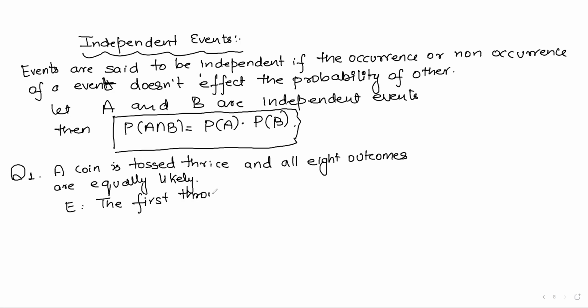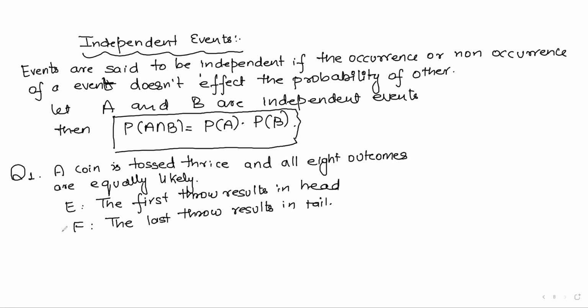Let E be the event that the first throw results in head. Let F be the event that the last throw results in tail. Prove that events E and F are independent. Please try this question.